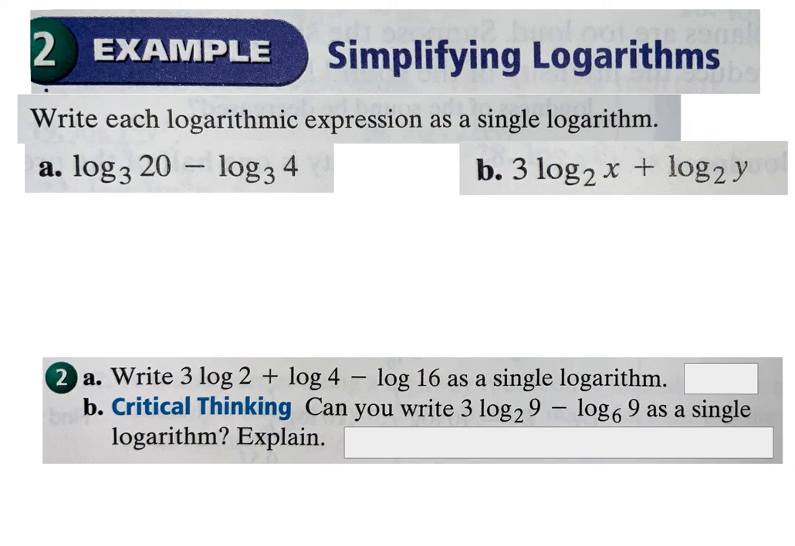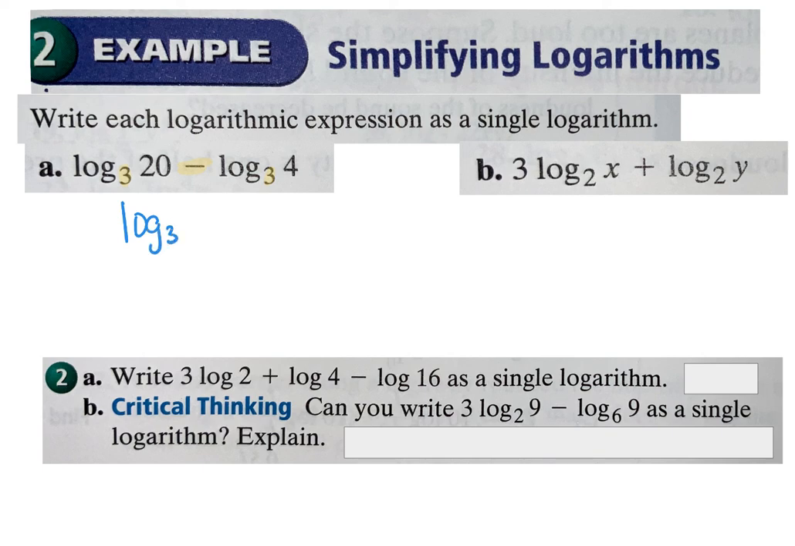The first thing you have to check is, is that possible? Do I have the same bases? Log base 3, log base 3. Yes, I do. All right. So then I'm going to say, what's going on in between my logs? Well, I have subtraction going on. So I'm going to use the quotient property to condense this. All right. So I'm going to say log base 3.